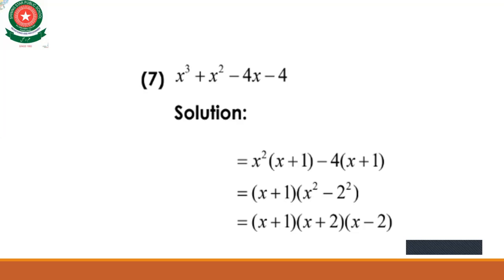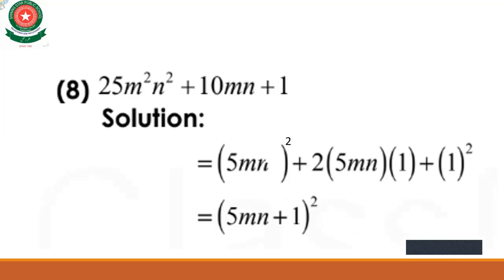Here the value of a is x and the value of b is 2. As you know the formula, a square minus b square is equal to a plus b into a minus b, so x plus 1 into x plus 2 into x minus 2. Let's move to our next question.